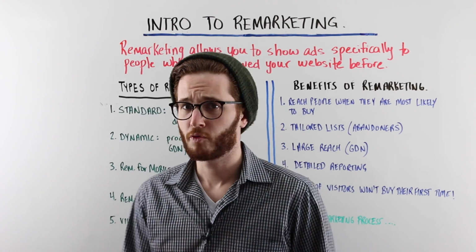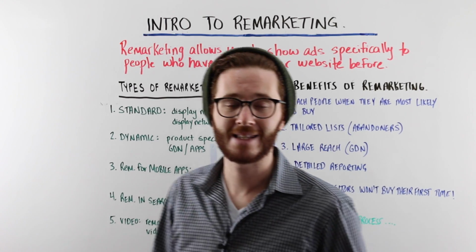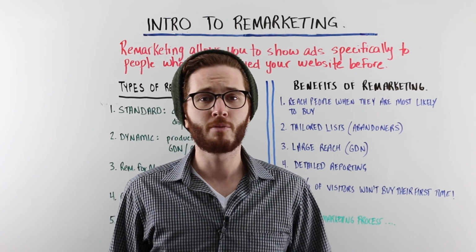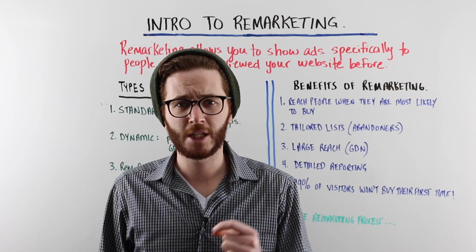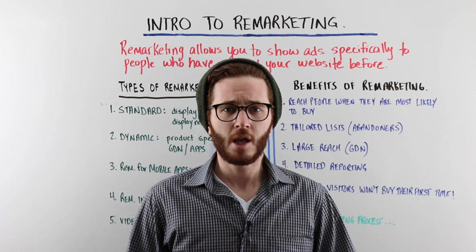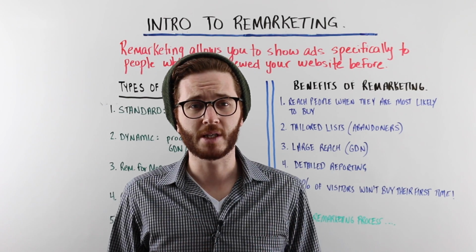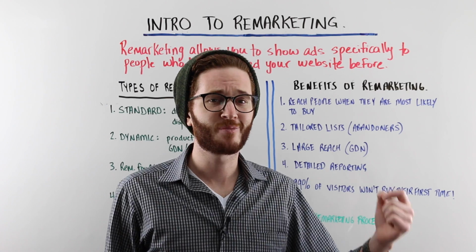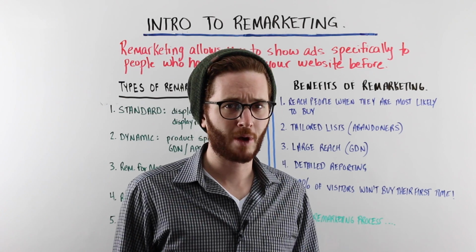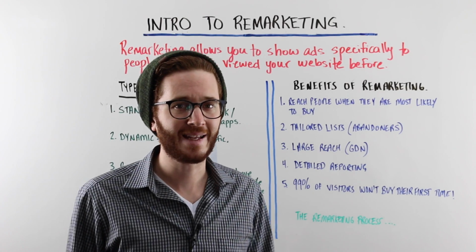So like we just said, remarketing essentially allows you to show ads specifically to people who have viewed your website before. That is remarketing at the most basic, broadest level. It could also be for apps. If you have an app, remarketing for apps could be showing ads specifically to people who viewed your apps before. So that's really what remarketing is. It's not necessarily showing ads to people who are now looking for keywords, who are searching Google for queries. It's only advertising to people who have previously interacted with your brand through an app, through the mobile website, or through the actual website.